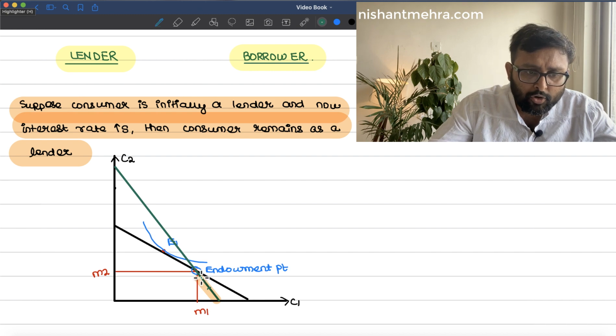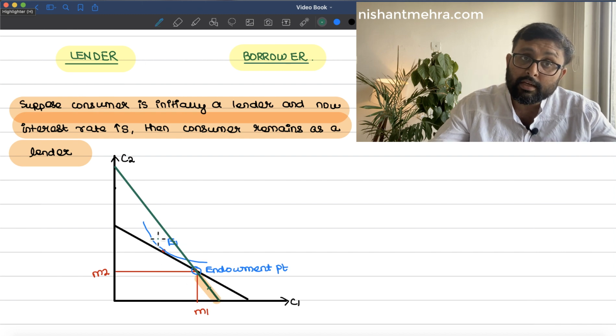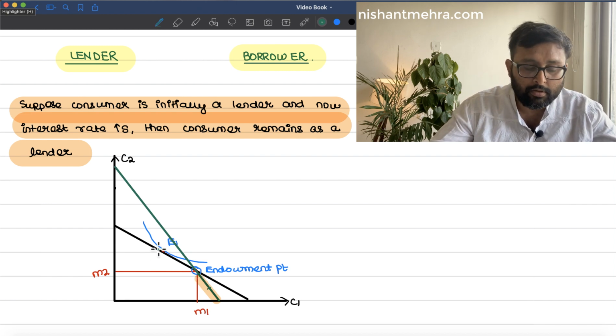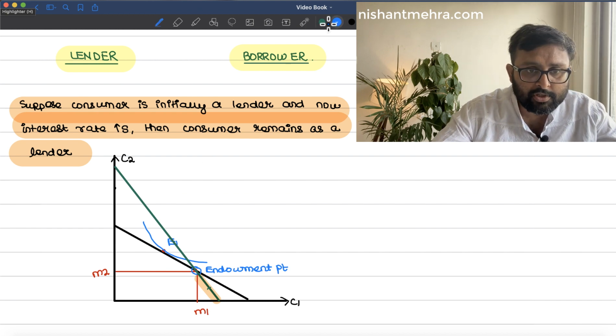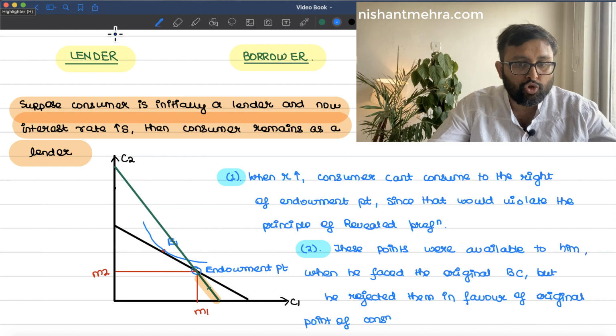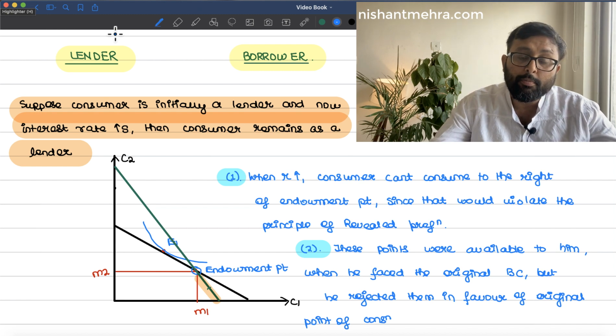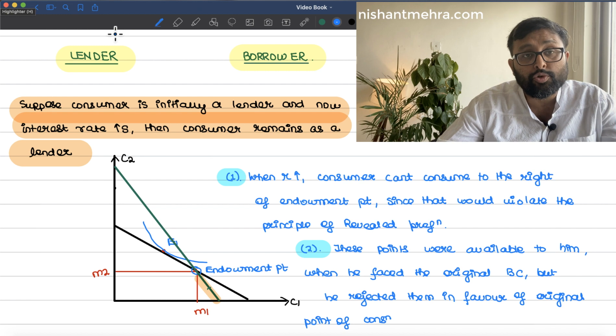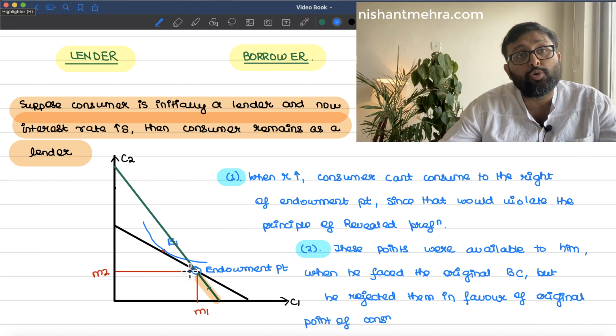So you cannot choose any of these highlighted points in the new budget line since E1 is still available to you. You have rejected these points earlier in favor of this. That's what you've done. Okay. So let me just write this. So when R has increased, the consumer cannot consume to the right of the endowment point because those points were already available to him when he made the initial choice. So in case he chooses any of these highlighted points, that is going to violate the principle of revealed preference.